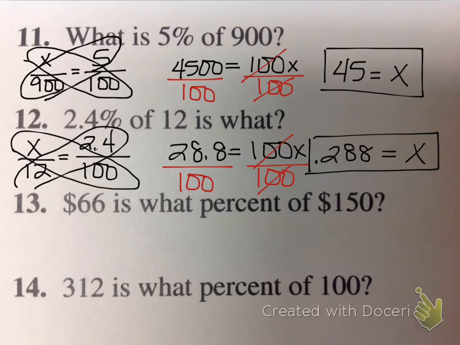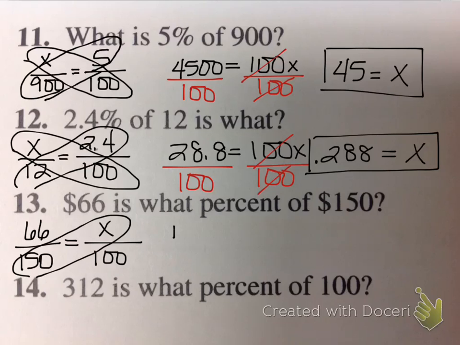Let's look at 13. 66 is what percent of 150? So again, I'm going to pencil in my fraction bars, my equal sign, and my 100. Those always stay no matter the proportion. I don't know my percent this time, so I'm going to put my variable in the percent spot. 66 is, so my is goes on the top left of 150. Again, I'm going to do cross products. So I'm going to have 150x is going to equal 66 times 100, which is 6,600.